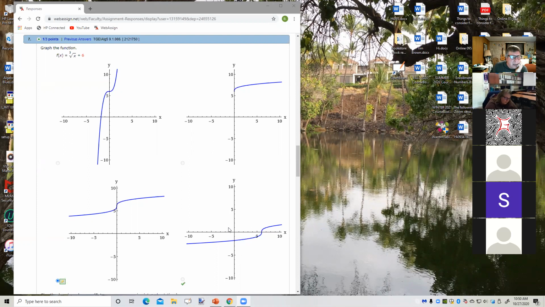Okay. Let's go with 8 again. If x is 8, what's the cube root of 8? 2. What's 2 plus 6? 8. So when x is 8, y is 8. Does this have the point (8, 8) on it? Doesn't look like it. Does this have the point (8, 8)? Yes, it does. So here is the graph.